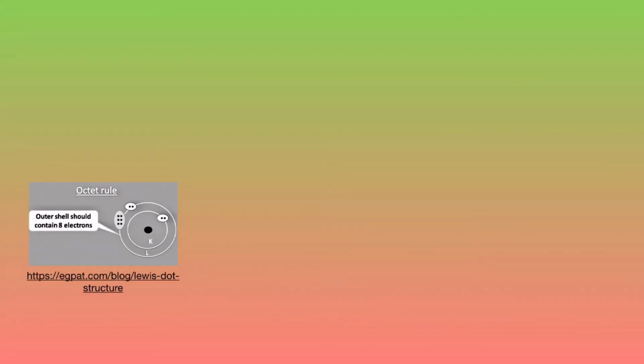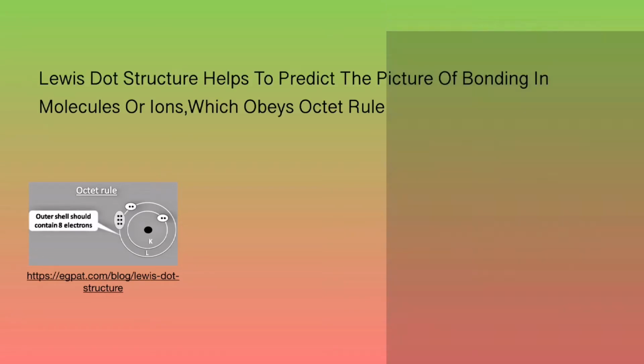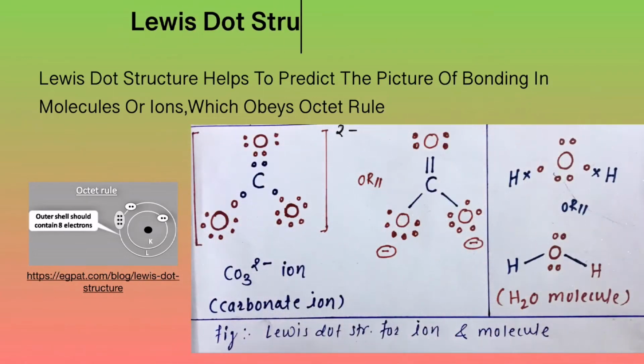In the previous lecture you learned about the octet rule and the Lewis dot structure. We are going to take reference of that to study formal charges. You know that the Lewis dot structure helps us to predict the picture of bonding in molecules or ions which obey the octet rule.